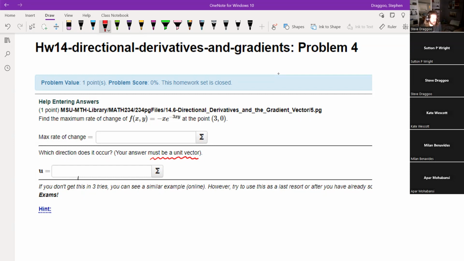The maximum rate of change of some function always points in the direction of its gradient. So if we want the maximum rate of change of some function at a given point, it just means take the gradient. So that's step number 1, get grad f. And it's equal to f partial x for the x component and f partial y for the y component.